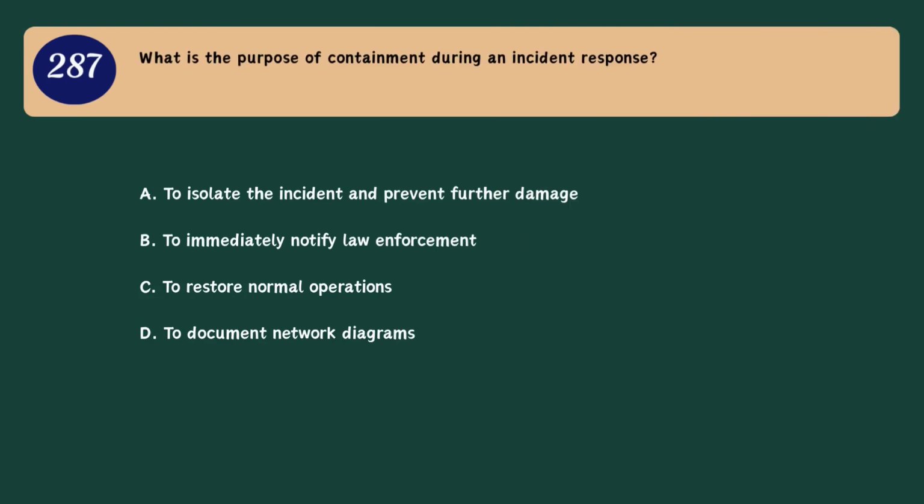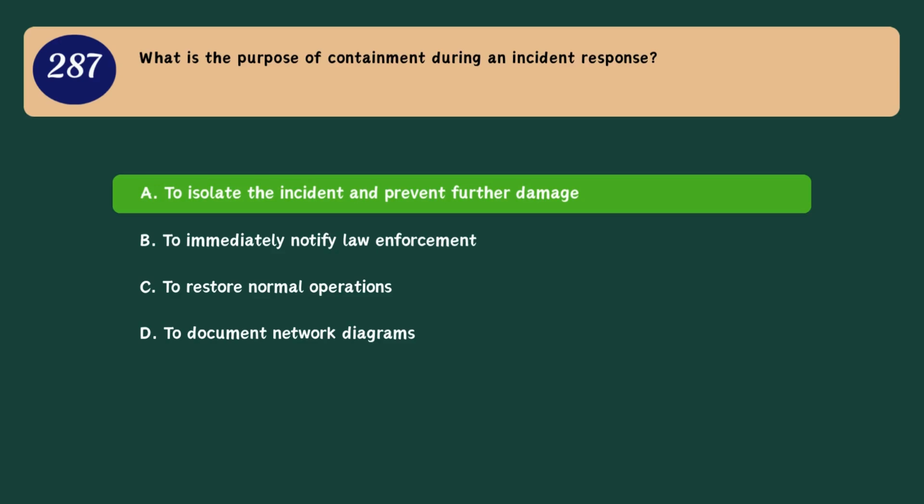Question 287. What is the purpose of containment during an incident response? A. To isolate the incident and prevent further damage. B. To immediately notify law enforcement. C. To restore normal operations. D. To document network diagrams. Correct answer. A. To isolate the incident and prevent further damage.